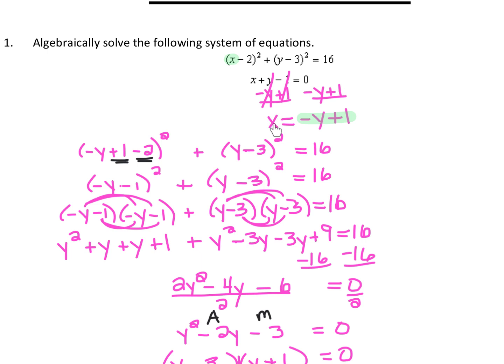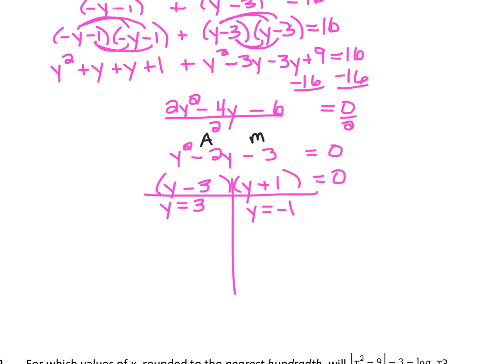So x is equal to negative y plus 1. Let me just write it first. X equals negative y plus 1. Okay, so let's plug this y value of 3 in, so negative 3 plus 1. And since negative 3 plus 1 is negative 2, we wind up getting an x value of negative 2 that corresponds to the y value of 3.